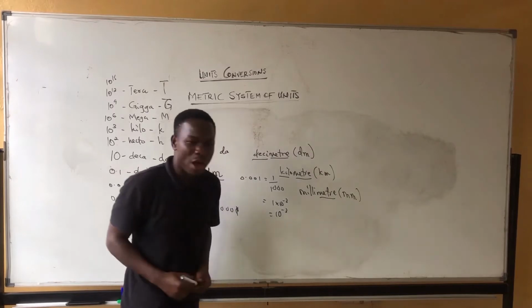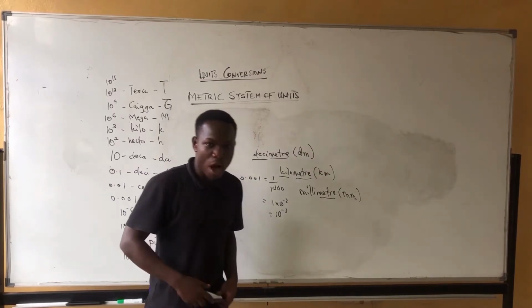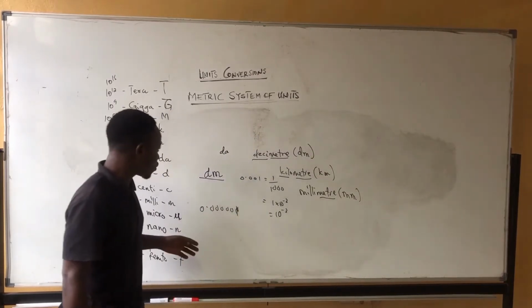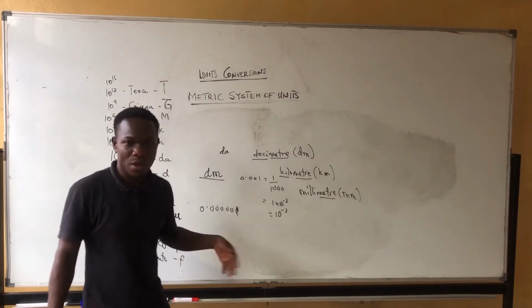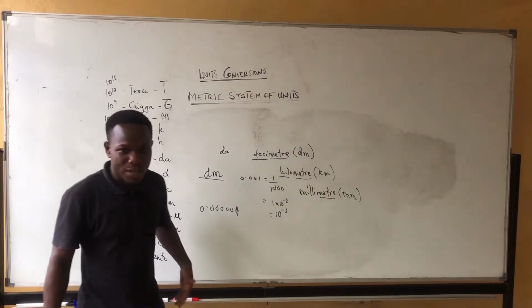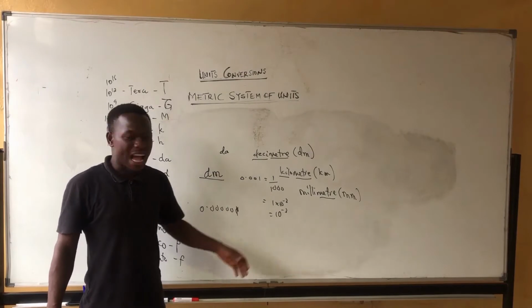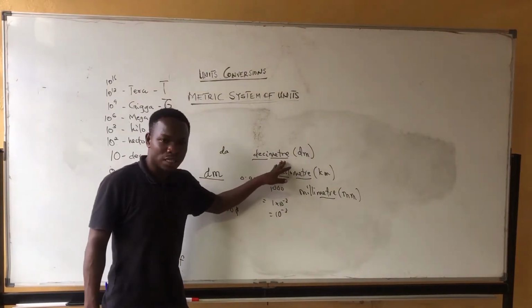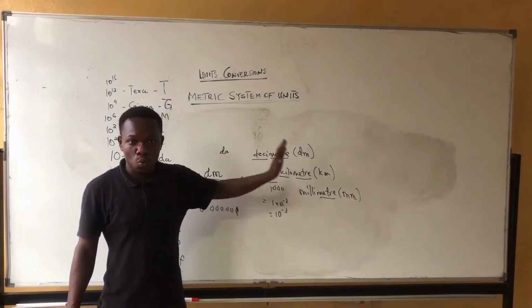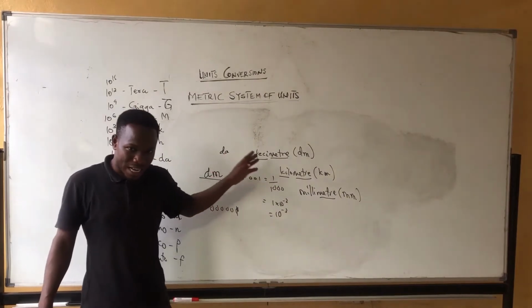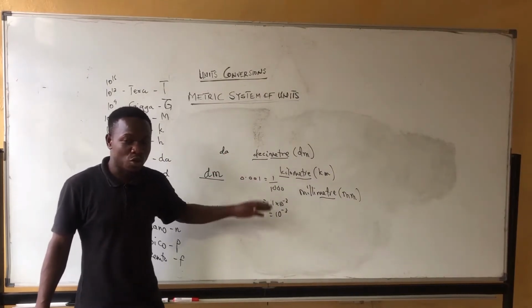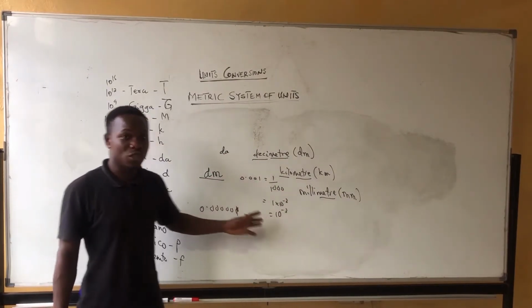So what is happening is that we are not actually generating units. We are just adding prefixes to the main unit, which is the meter, and then we are getting other units. In other words, the units are not new. They are just the main units that we are adding prefixes to. It's very important that you see it that way, because it's going to help you understand how to convert between units using prefixes.